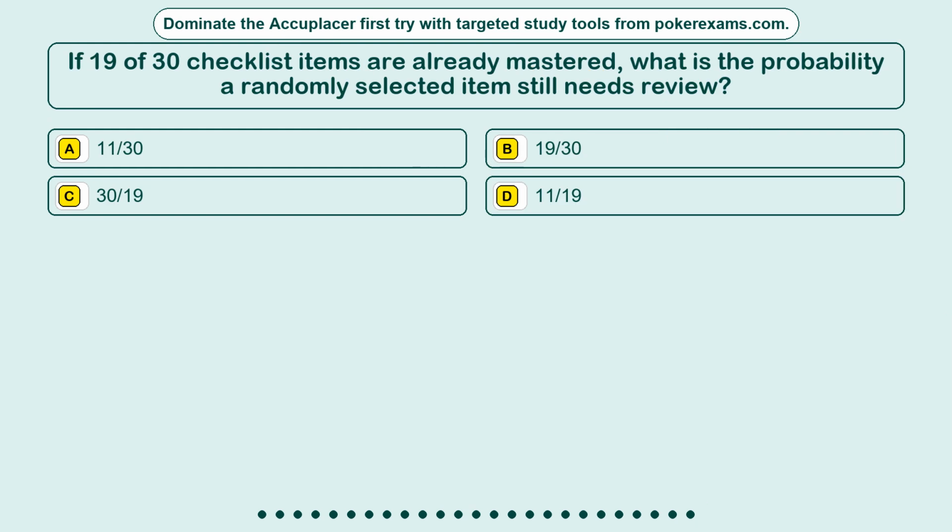Question 10. If 19 of 30 checklist items are already mastered, what is the probability a randomly selected item still needs review? Option A, 11/30. Option B, 19/30. Option C, 30/19. Option D, 11/19.